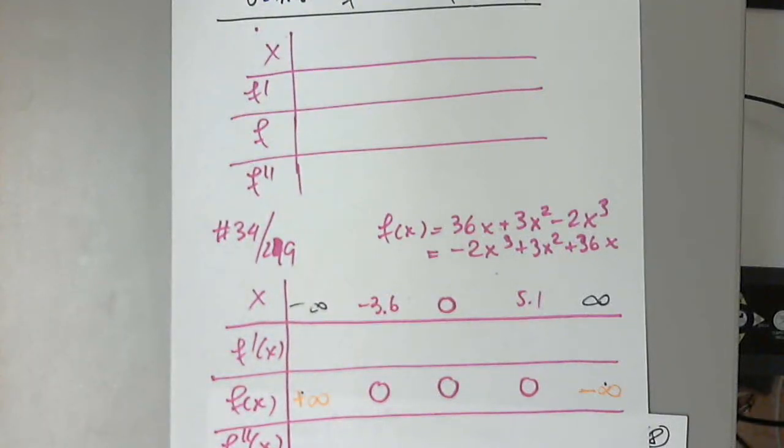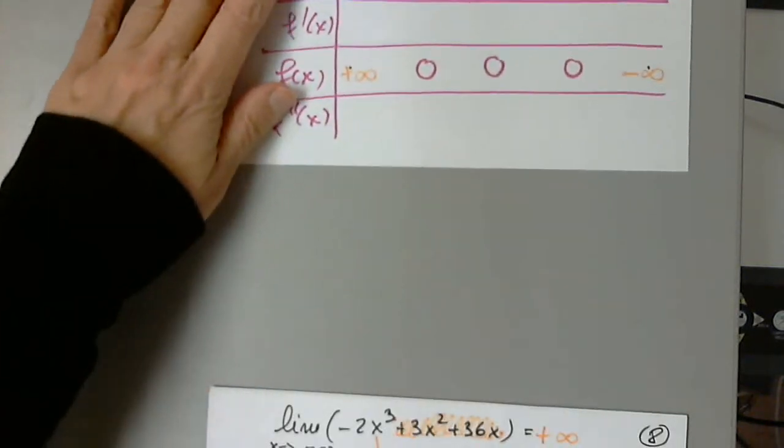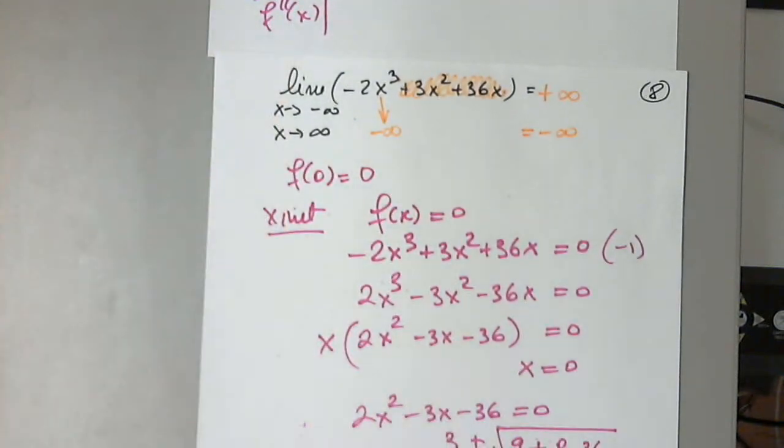Can we find anything about the function itself? No. Just limits, x and y intercepts, there is nothing else. What do you think the next step would be? Yes. Let's continue with the first derivative, of course.